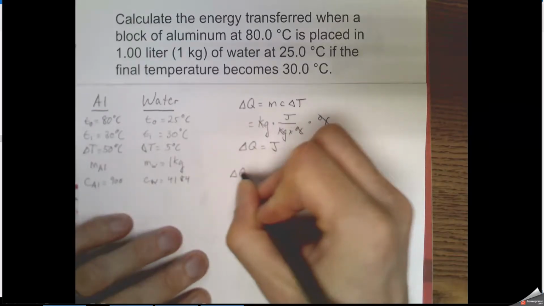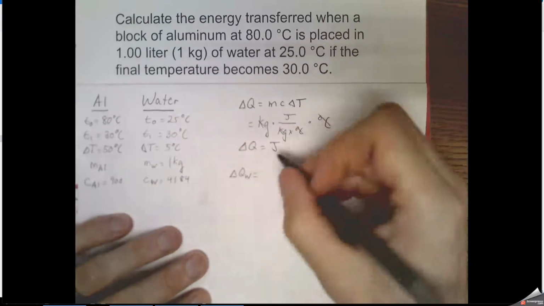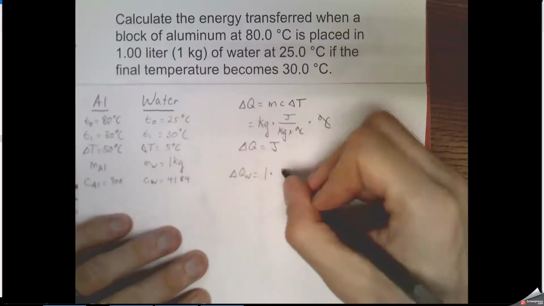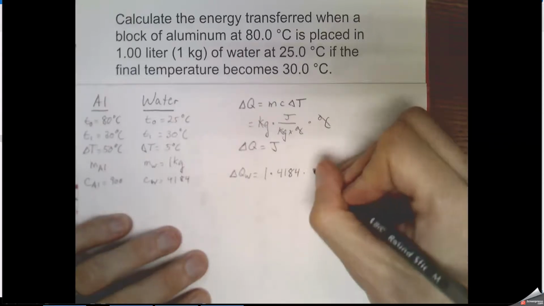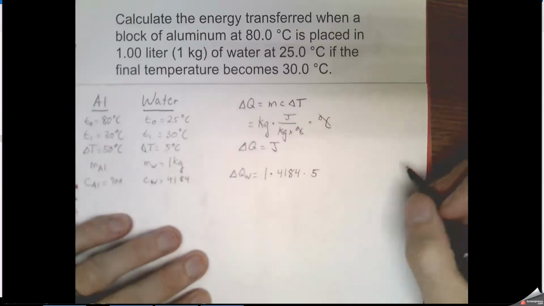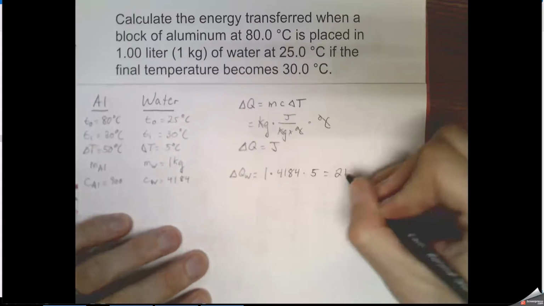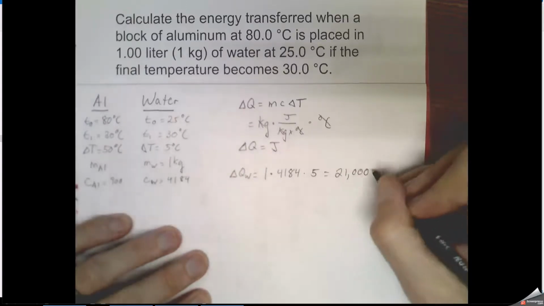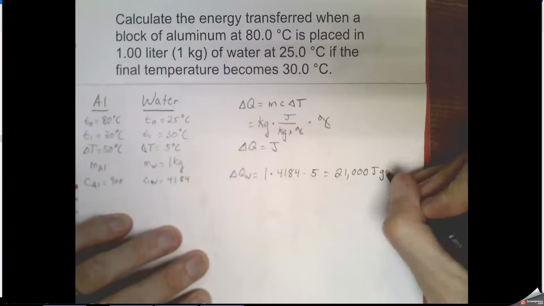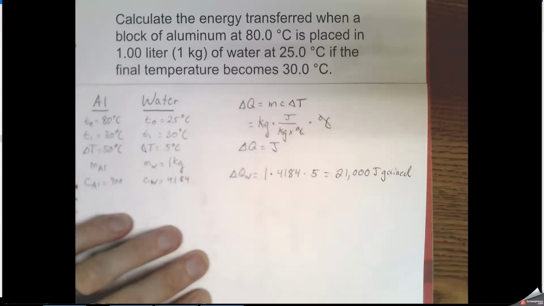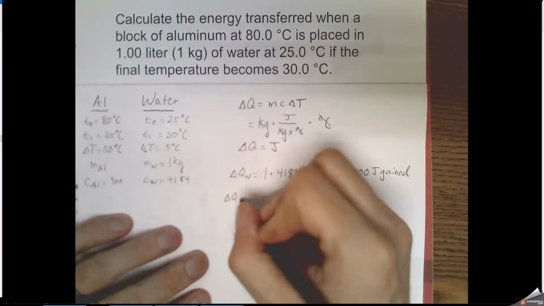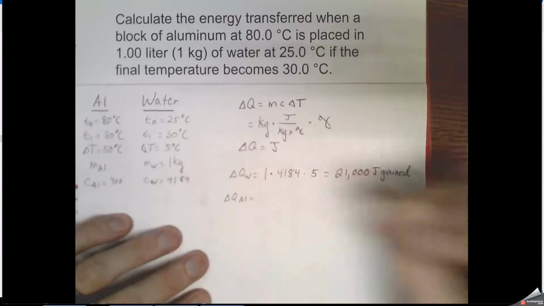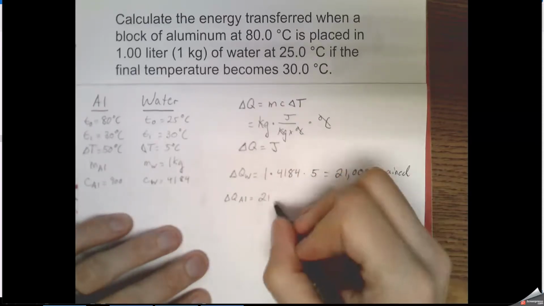Well, we know how much energy the water is gaining. The water has a mass of 1 kilogram. It has a specific heat of 4184, and we know it changed by 5 degrees Celsius. So the water is going to gain 21,000 joules of energy. So if the water is gaining it, that means the aluminum has to be losing that. So the change in Q for the aluminum has to be equal to the 21,000 lost.